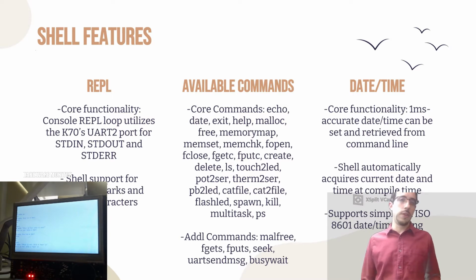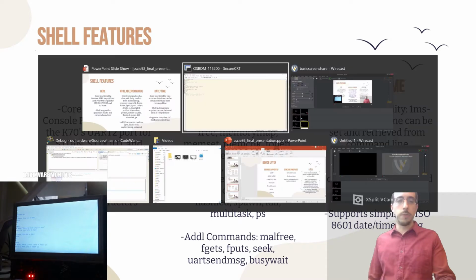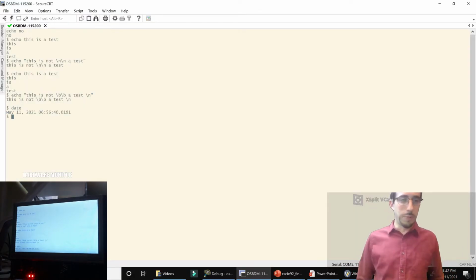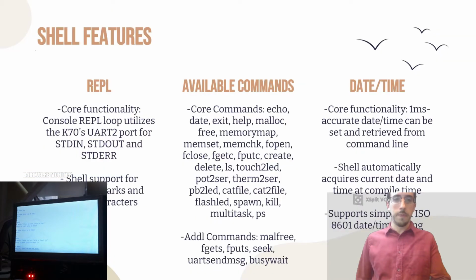You can set the date and time in the shell by entering a value either in milliseconds or as a simplified ISO 8601 date-time string. I also added a function to my shell that it automatically acquires the current date and time at compile time. So we'll see what compile time was for this particular compilation. And there you go, in Greenwich Mean Time. That's what we get.